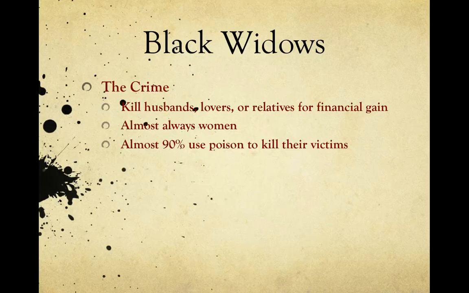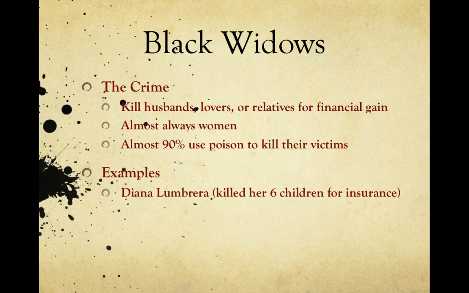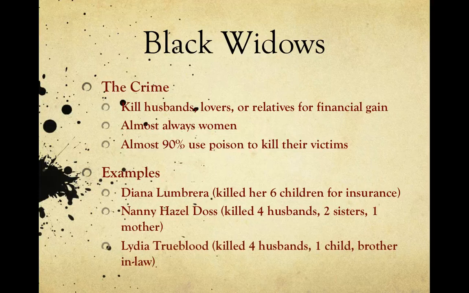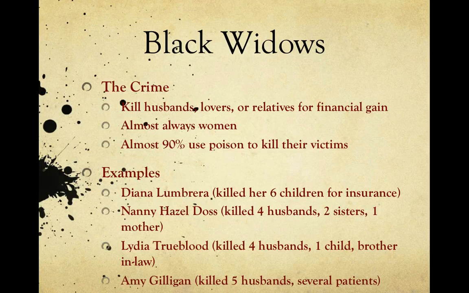For example, black widows tend to kill husbands, lovers, or relatives for financial gain. They're almost always women, and almost 90% use poison to kill their victims. Examples include Diana Lumbrera, who killed her 6 children for insurance; a nanny, Hazel Doss, who killed 4 husbands, 2 sisters, and 1 mother; Lydia Trueblood, who killed 4 husbands, 1 child, and a brother-in-law; and Amy Gilligan, who killed 5 husbands and several patients.